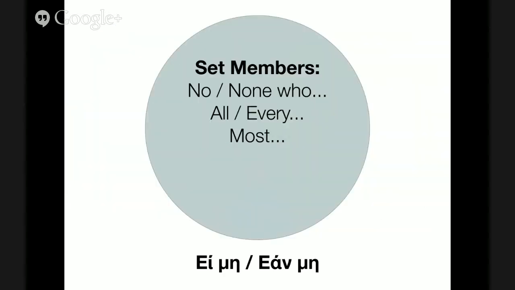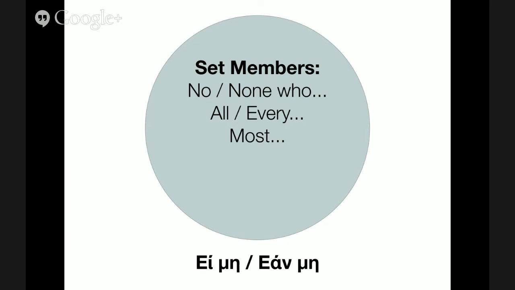Ei mē and ean mē may bring about a different kind of constraint on what follows. In most cases, ei mē is going to be referring to some set. Now, the set can be introduced or activated by saying no one or none who do this, or all or every, and it doesn't have to be a complete set.